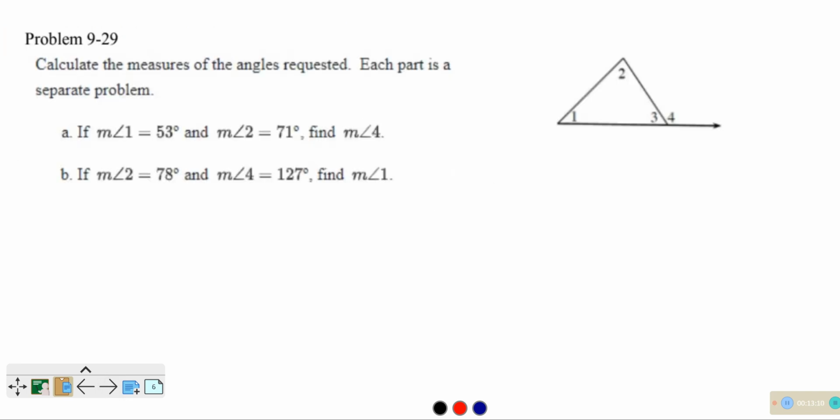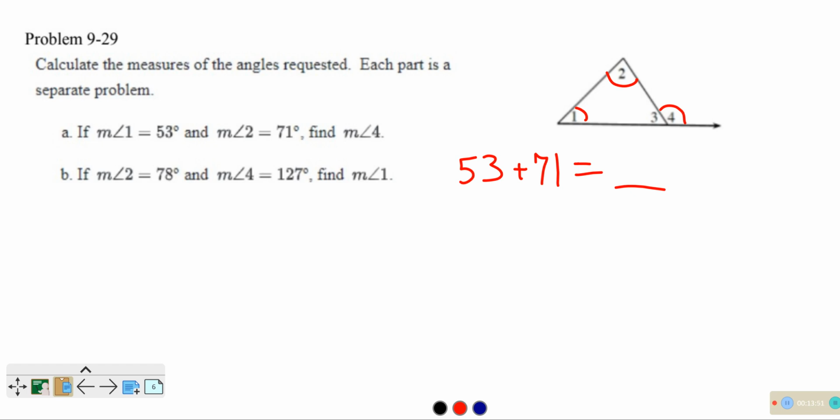So let's look at problem 29. Calculate the measure of the angles requested. Each part is a separate problem. So in problem letter A, it says angle 1 is 53. Angle 2 is 71. Find the exterior angle. Notice 53 remote interior angle plus 71 remote interior angle is going to equal the exterior angle. Pause the video to find that value.